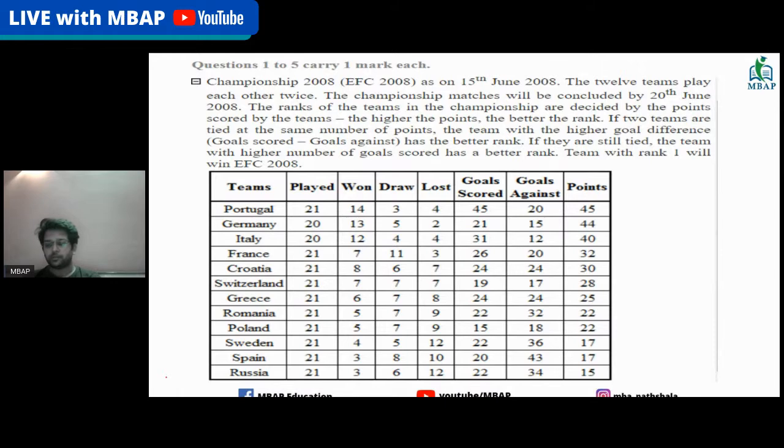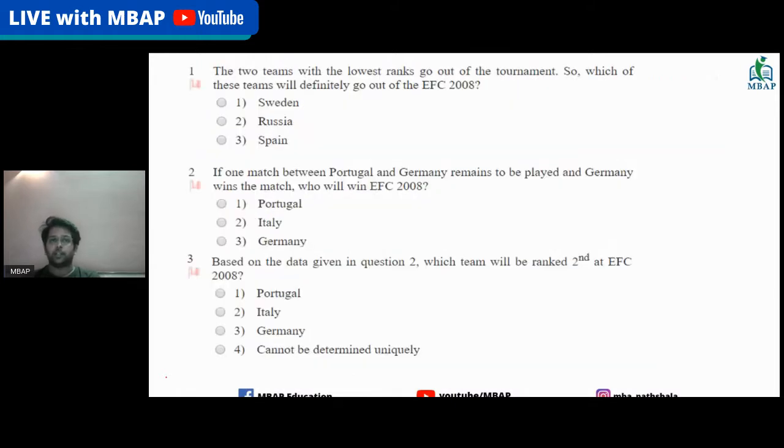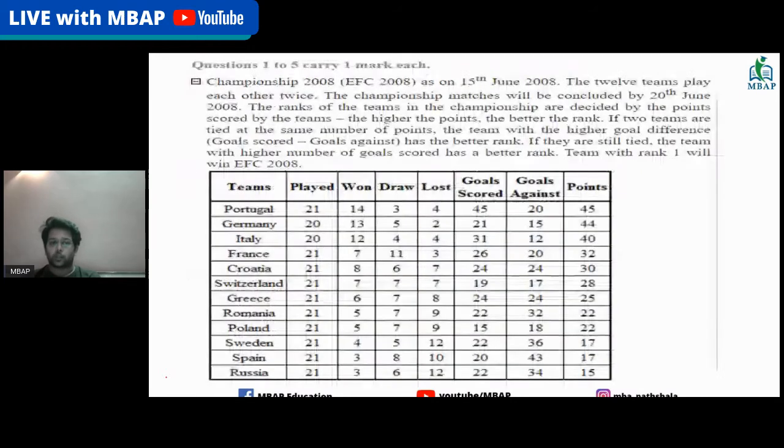The question is, how many teams are there? There are 12 teams. Out of these 12 teams, there are two teams with the lowest rank. The question says the two teams with the lowest rank will definitely go out of the tournament. Which of these teams will definitely go out? Is it Sweden, Russia, or Spain?